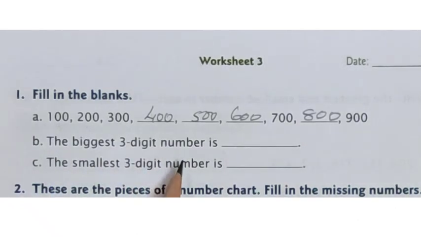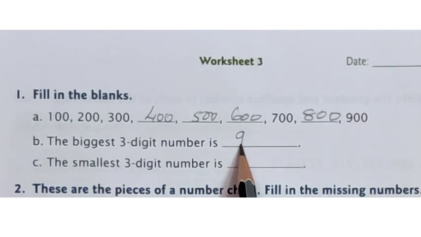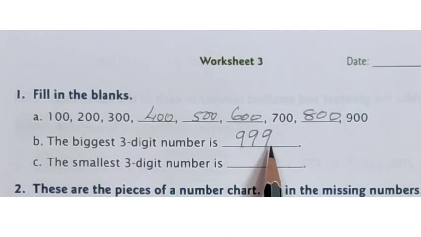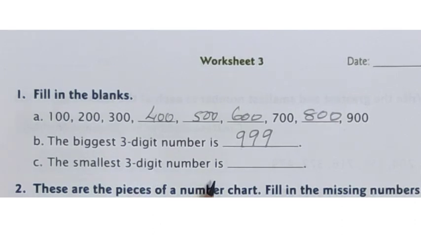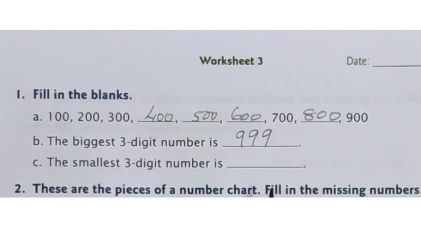The biggest 3-digit number. Remember, the biggest numbers always have 9 in their places. So 3-digit numbers, 999. 999 is the biggest 3-digit number. Now the smallest 3-digit number is, remember that the smallest numbers have 1 and zeros. The smallest 3-digit number is 100.